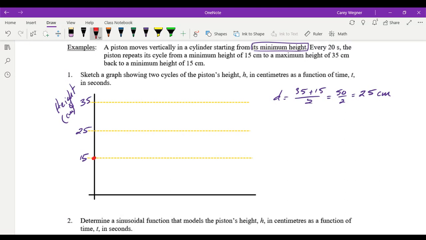And if I just keep this pattern going, I want 2 complete cycles. So there, I'll have 1 complete cycle. There, I'll have another complete cycle. And then I'll use those points to set a scale on my x-axis. I'm told that every 20 seconds, the piston repeats its cycle. So there's 0, there's 20, and there we have 40 seconds.